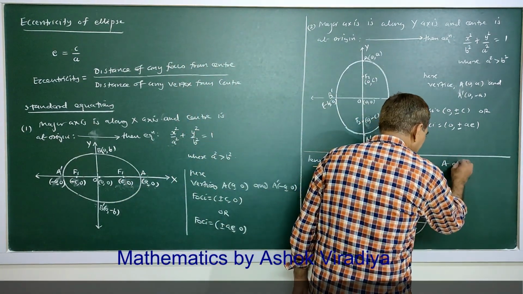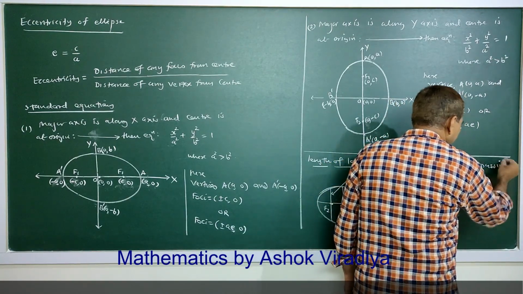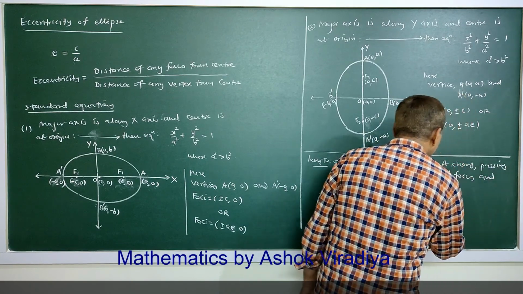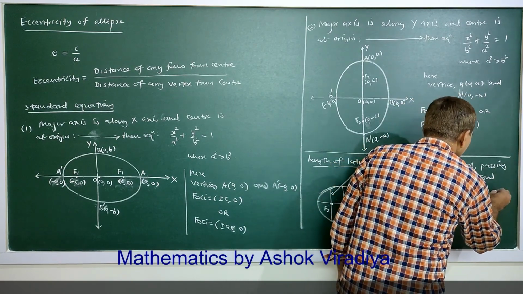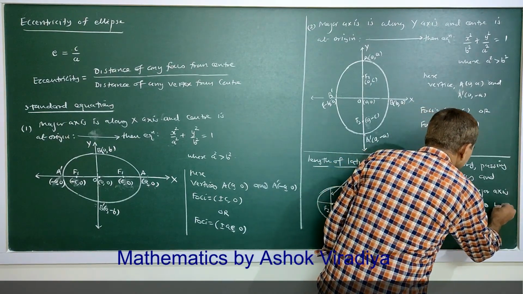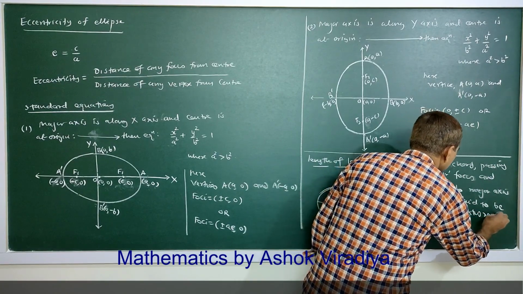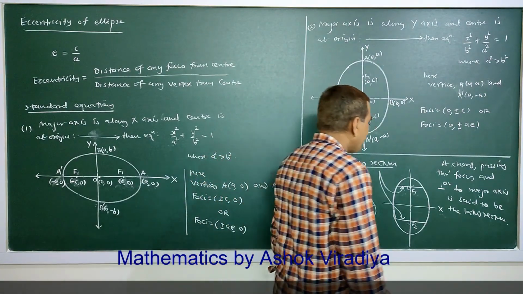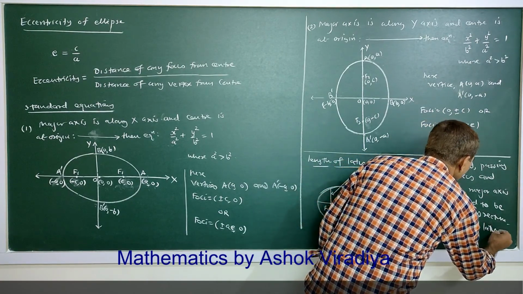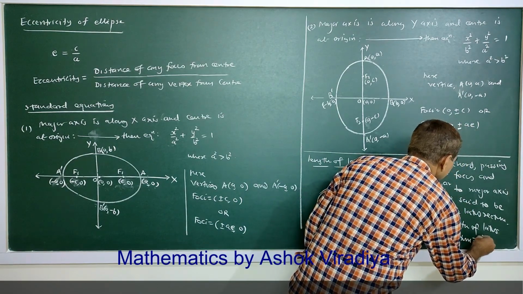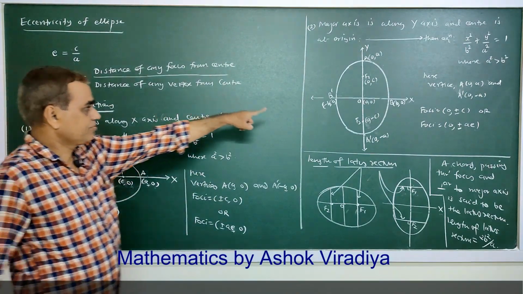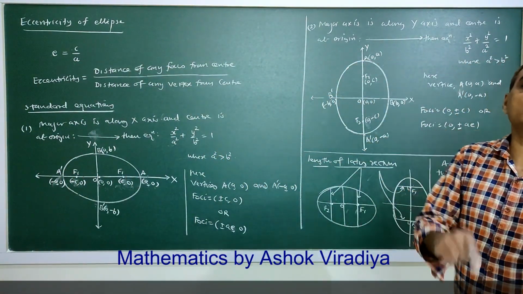So a chord passing through any focus and perpendicular to the major axis is said to be the latus rectum. And the formula for length of latus rectum is 2 times b square upon a. In both the cases, length of latus rectum is 2 times b square upon a.